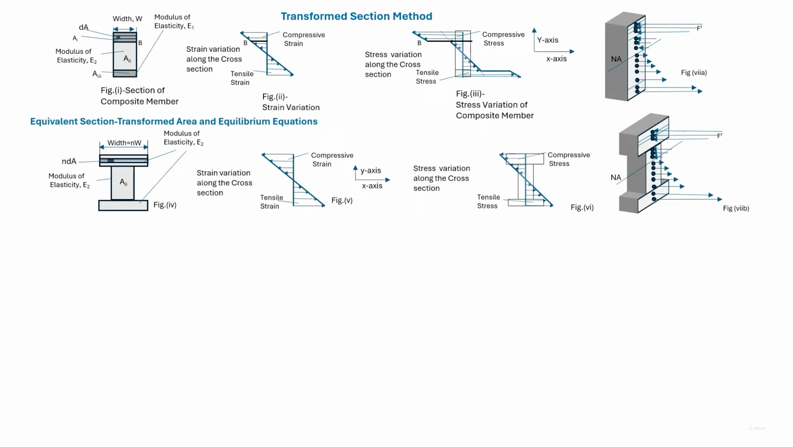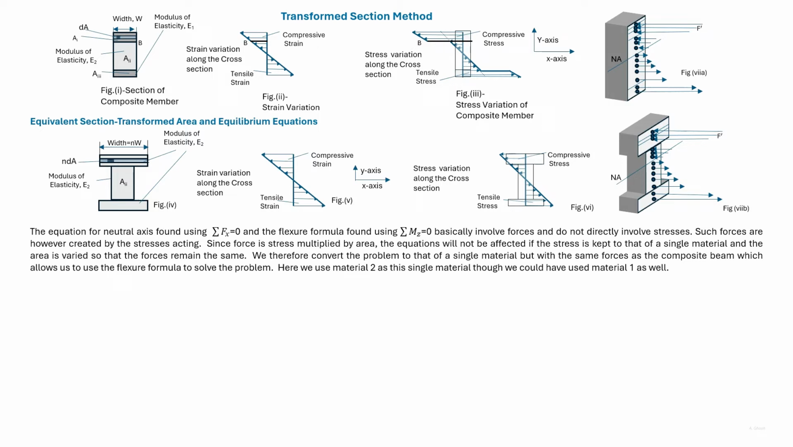Here we discuss the transformed section method, which is commonly used. The equations summation Fx is equal to 0 and summation Mz is equal to 0 that were used to find the position of the neutral axis and variation of stress in a member of a single material are equations involving forces. Stresses are not directly involved, but one can say they are indirectly involved.